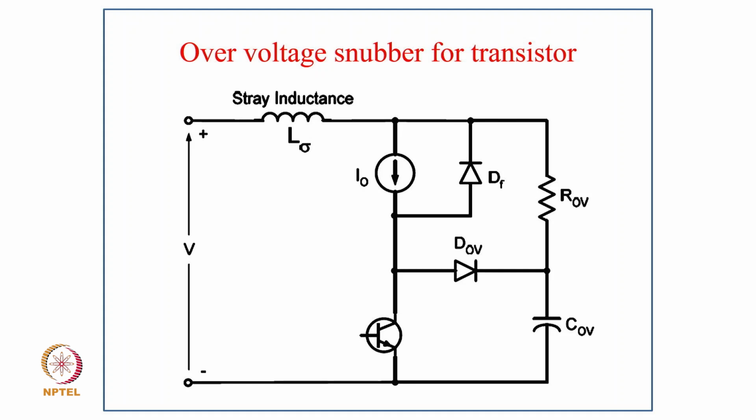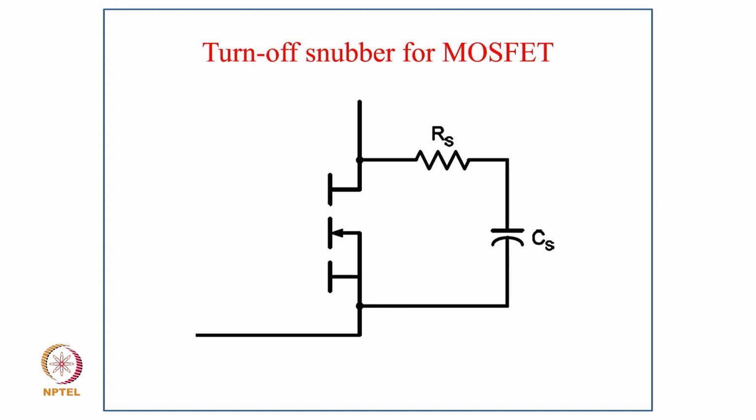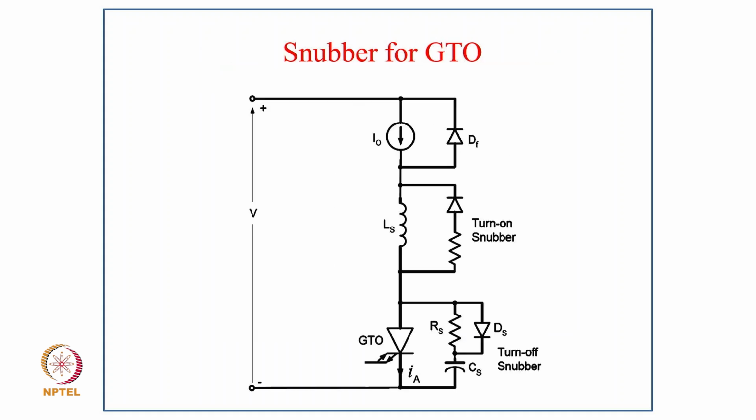So of course these capacitors and diode will make sure that the voltage across the transistor does not go much higher. Otherwise, because of the stray inductance, it can go much higher. But of course the capacitor charging will really limit it, avoiding the overvoltage across the device. Then the turn off snubber for the MOSFET is a simple RC circuit across the MOSFET.